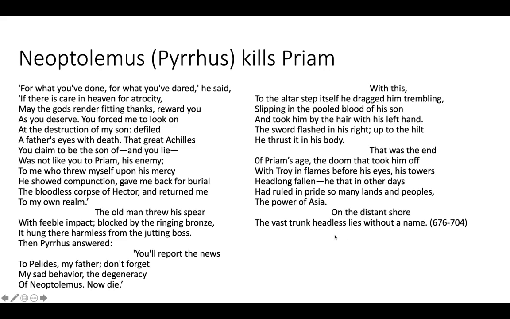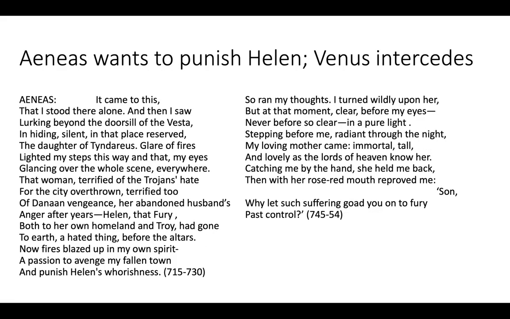Okay, so here note how critical Aeneas is of Pyrrhus or Neoptolemus. We'll actually see Aeneas acting very, very similarly to Pyrrhus, where he stabs this weak old person, basically. Okay, so that's enough here. So it's foreshadowing what's to come.